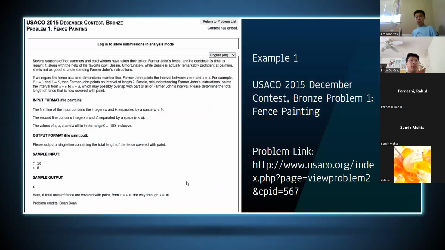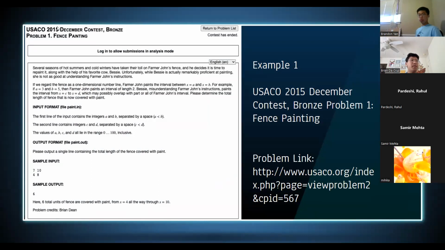So let's go over our first problem here. This is the USACO 2015 December contest bronze problem 1. It's called fence painting. Basically, I'll read the problem and I'll go over the solution. I linked it here in case you want to see it after today's lecture.